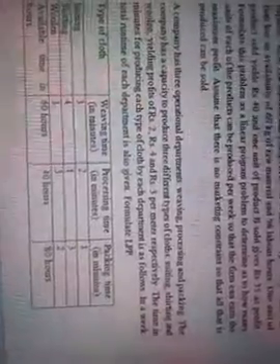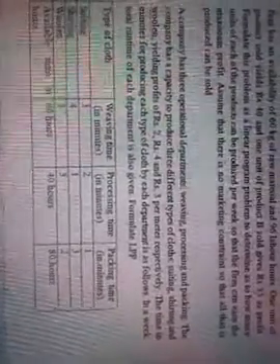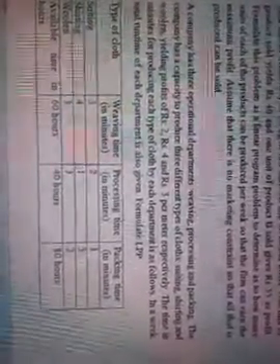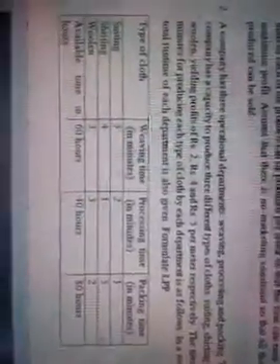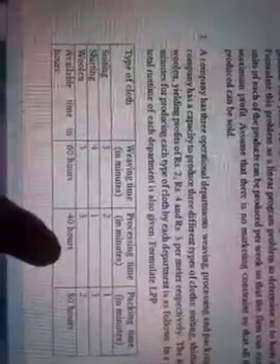Okay, in a week the total run time of each department is also given. You have to formulate the LPP. Here the company has 3 processing operational departments: one is weaving, processing time, and packaging time. It is given in terms of minutes.